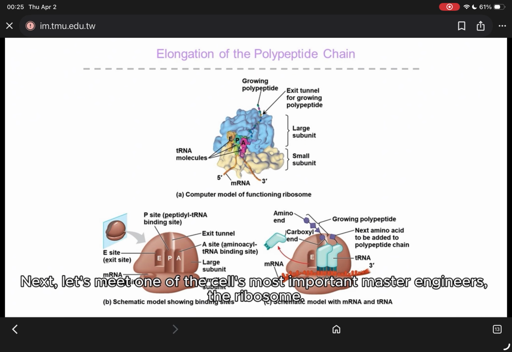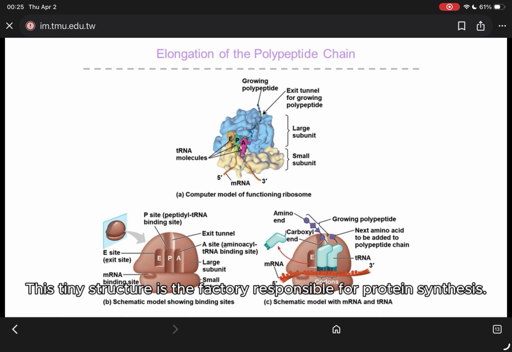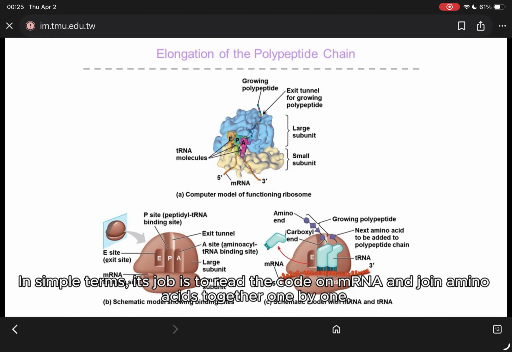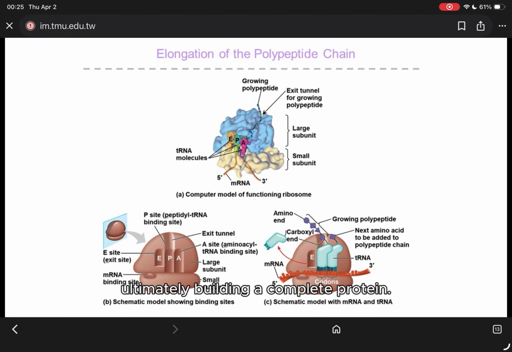Next, let's meet one of the cell's most important master engineers, the ribosome. This tiny structure is the factory responsible for protein synthesis. In simple terms, its job is to read the code on mRNA and join amino acids together one by one, ultimately building a complete protein. So how does it accomplish this? Let's start with its structure.